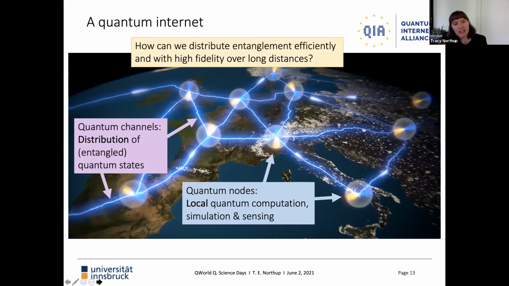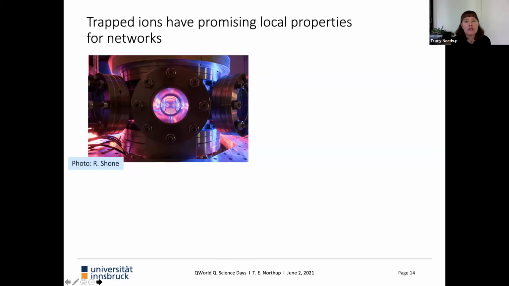Okay, so let me just remind you of this big picture where we want to link together quantum nodes. And now that we have this picture of ions being trapped in these electromagnetic fields in a linear Paul trap, you should picture these Paul traps at each node. And so what I want to tell you here is that these trapped ions have really promising characteristics for networks. This is now a picture also of one of these linear Paul traps, but you're seeing it in its native environment in a vacuum chamber.